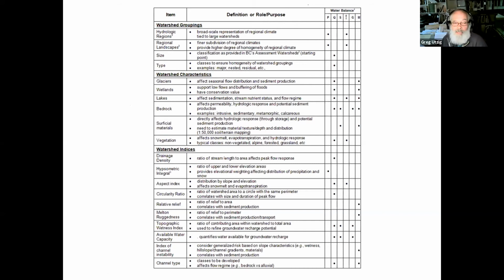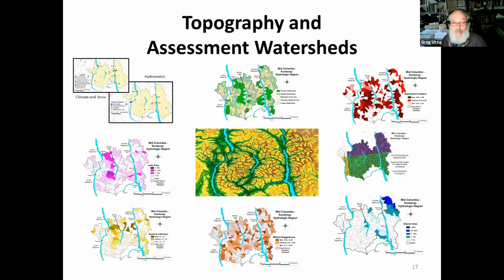And that way, when you lay out your monitoring plan, you have an idea of which ones are likely to react in a similar manner, and you make sure that your samples are distributed so that you cover that range of diversity, but don't duplicate it unnecessarily. This is an example of the outcome that we did for the workshop, looking at summaries of those various characteristics.